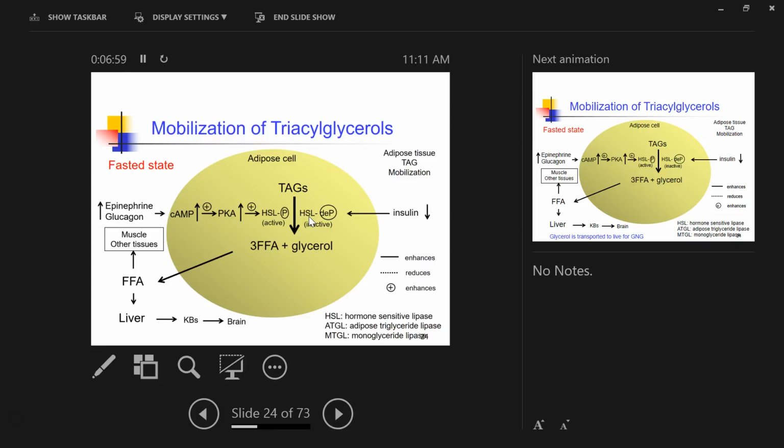Now, fatty acid oxidation. 28. So circulating fatty acids are bound to what molecule? Albumin, yes. 29. What is the relationship between fatty acid oxidation and plasma free fatty acid level?